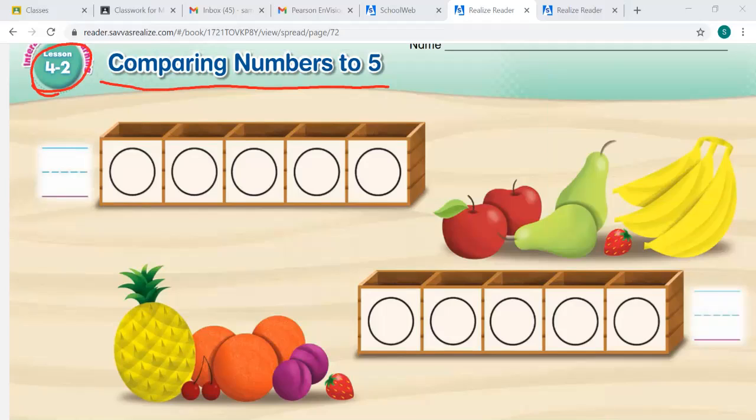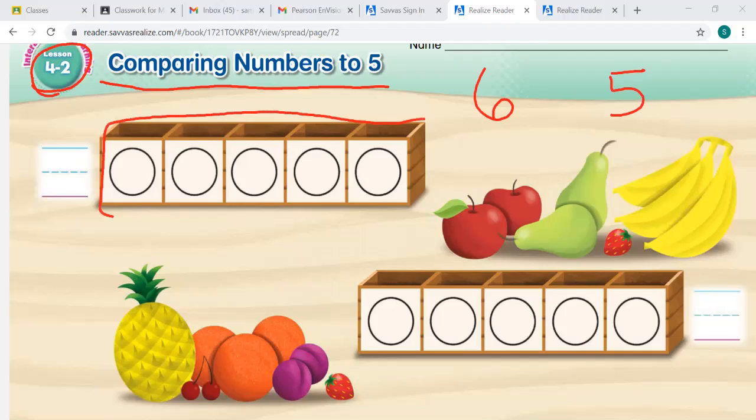Let's say that Grandpa bought 6 strawberries. Is 6 greater or less than 5? How can we find that out? Well, let's try and figure this out. If Grandpa bought 6 strawberries and we want to know if 6 is greater or less than 5, let's see if we can figure it out by adding 5 counters here in this 5 frame.